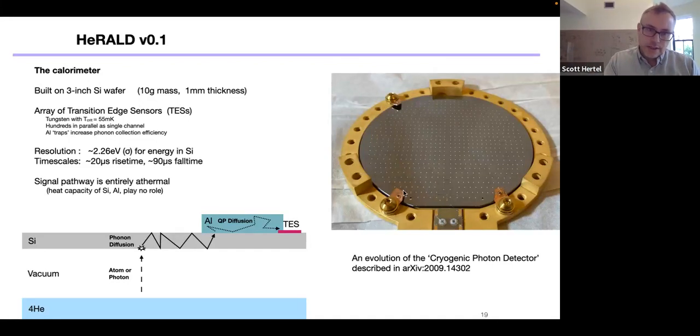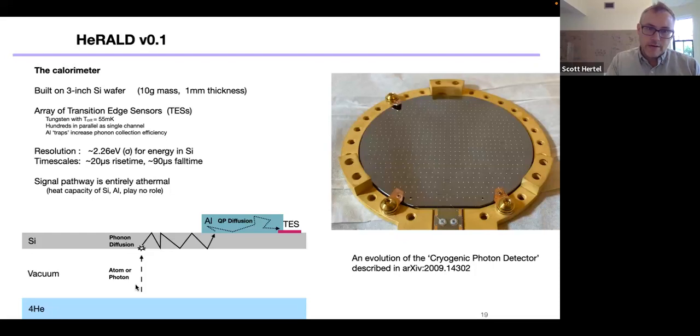So this is just a single channel. It has a resolution of 2 and a bit eV sigma. That's a resolution for energy in the silicon. And then it has this phonon diffusion step in the silicon. So whenever you put a signal into the silicon, it takes some time for that signal to arrive in the TESs and some time for that phonon population to be fully absorbed. So it's roughly a 20 microsecond rise time and a 90 microsecond fall time.